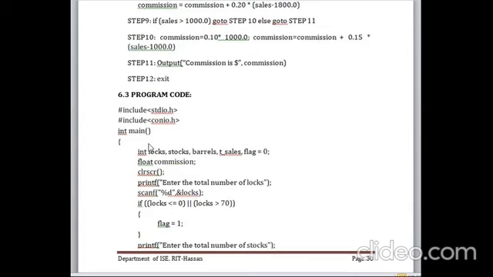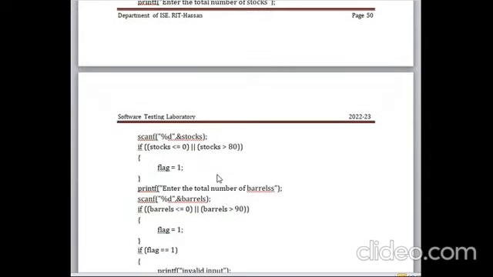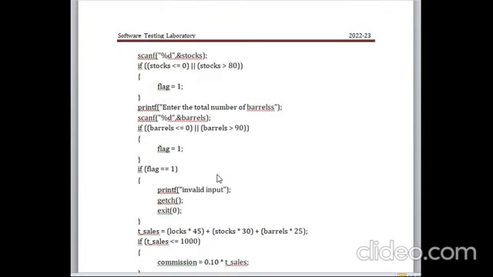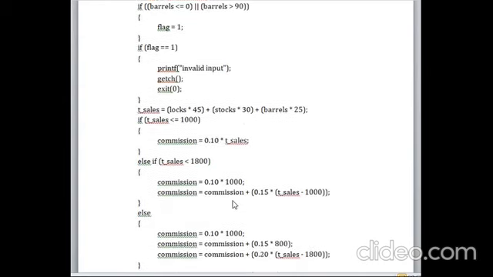As usual we are defining the locks, stocks, barrels, and we are defining the locks as 0, and let's say if flag goes to that, there are no stocks here. Same as the algorithm, we are defining the total sales and everything here.